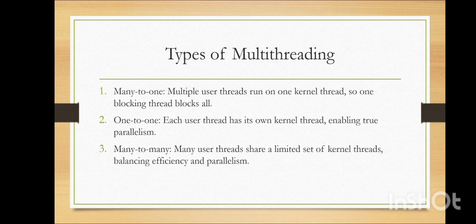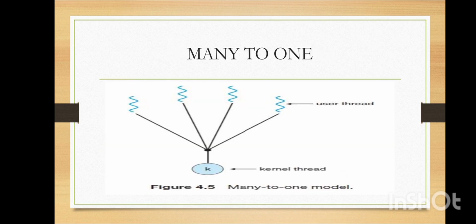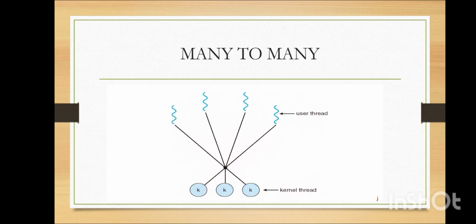And this is many to many. User threads share several kernel threads, balanced and efficient. This is many to many diagram. These diagrams show how threads are mapped to kernel threads in each model.